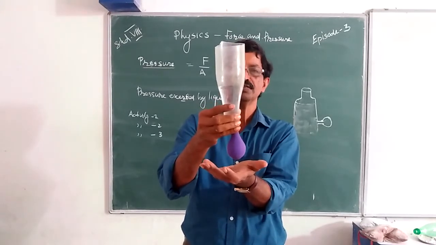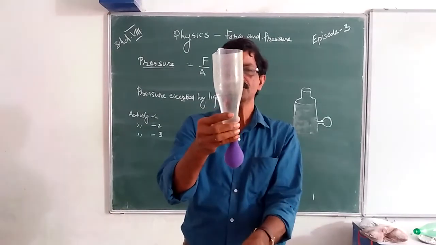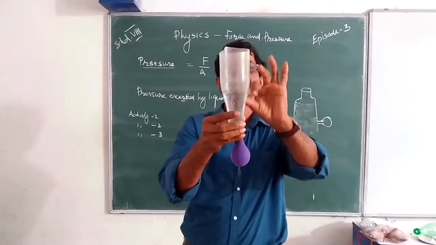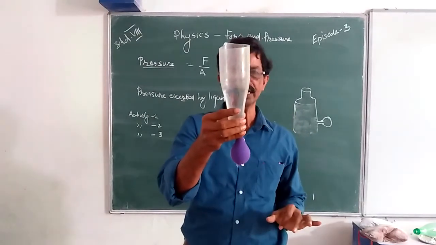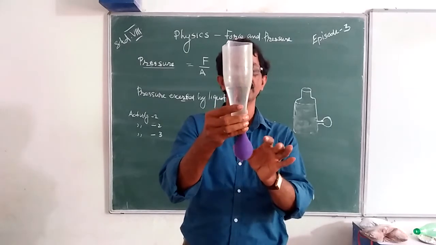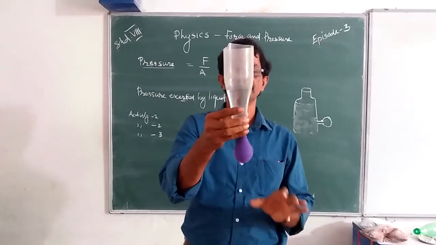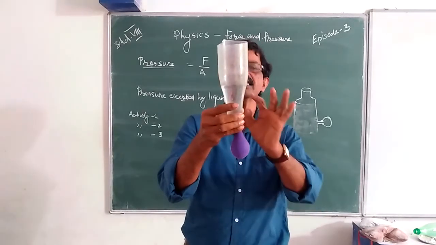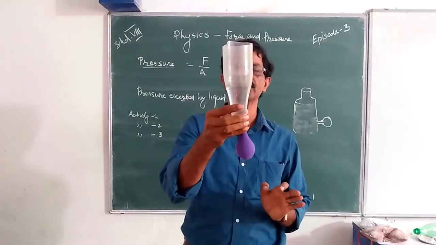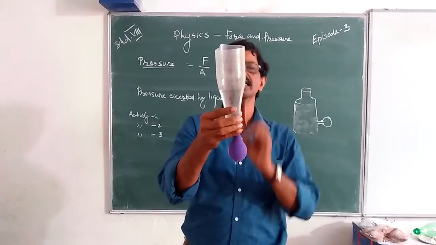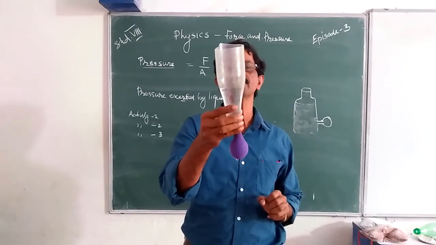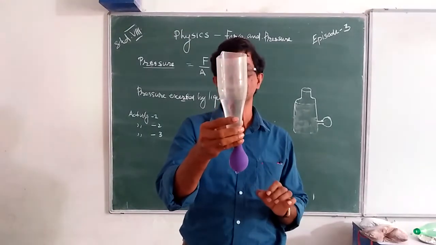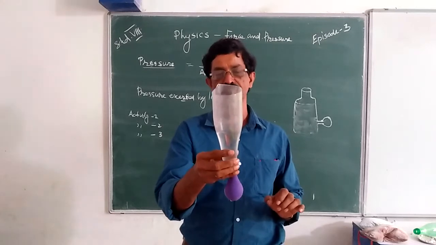From this activity, you come to one thing: as the height of the liquid column increases, the pressure exerted by it also increases. From this, we can conclude that a liquid can exert pressure, and that pressure depends on the height of the liquid column.